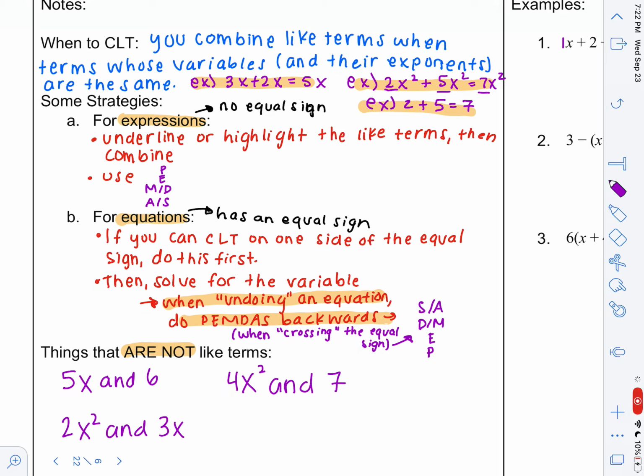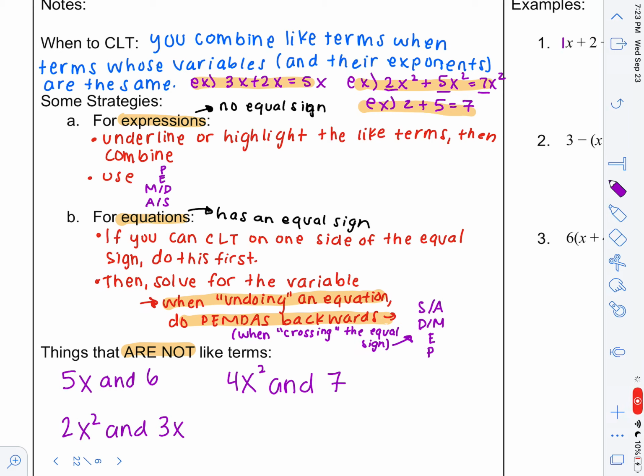So remember, expressions have no equal sign. So for expressions, here are some strategies. You're going to underline or highlight the like terms and then combine. I just think that's easier, so I like to underline or highlight and then combine. Then you're going to use PEMDAS. You don't always have to use this, but it will come in handy sometimes, and I'll explain that as well.